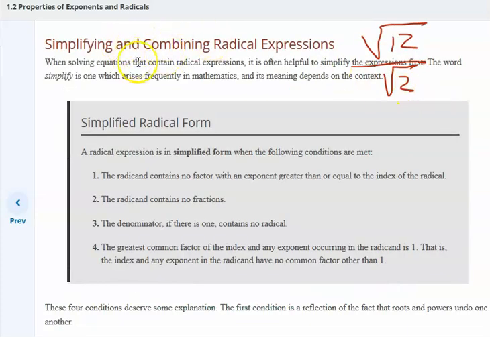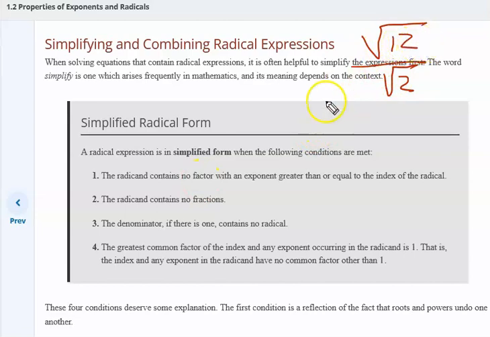So again, we're going for some more background information on simplifying and combining radical expressions. Well, this is a radical expression. Is it a simplified form? And the answer is no. For instance, you can't have a radical in the denominator. And under the radical sign, you can't have any perfect square factors. So this is what they're reviewing here.